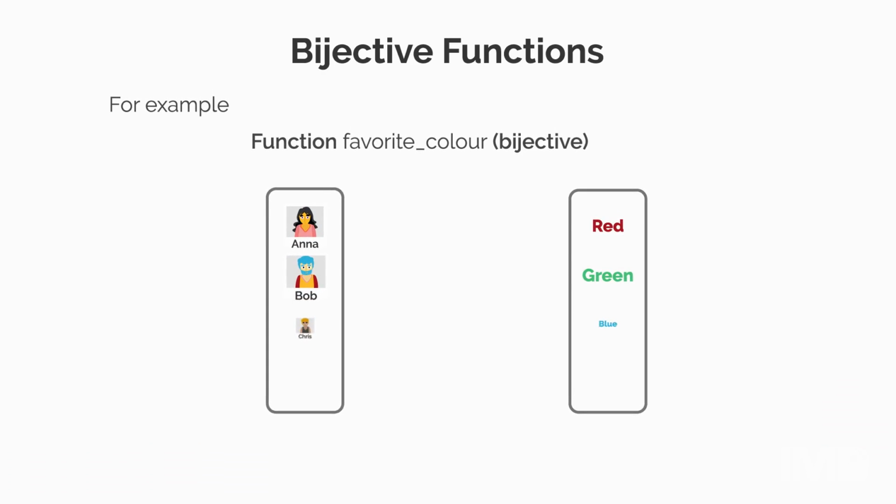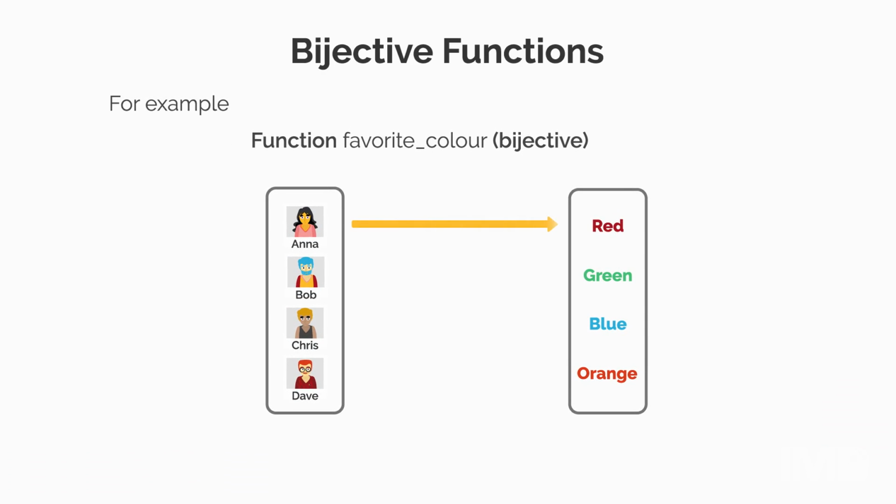In our example, our favorite color function would be bijective if we had the following mapping: Anna mapped to red, Bob mapped to green, Chris mapped to blue, and Dave mapped to orange. Notice that all elements in the source set are mapped to some element in the target set. Notice also that every element in the target set is mapped by some element from the source set and just one element from the source set.